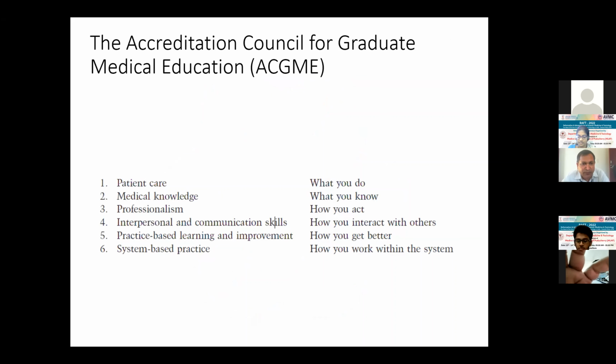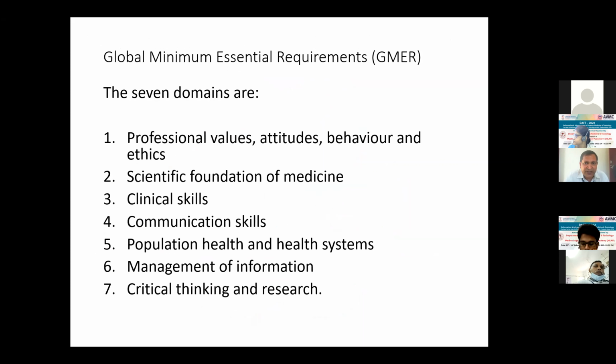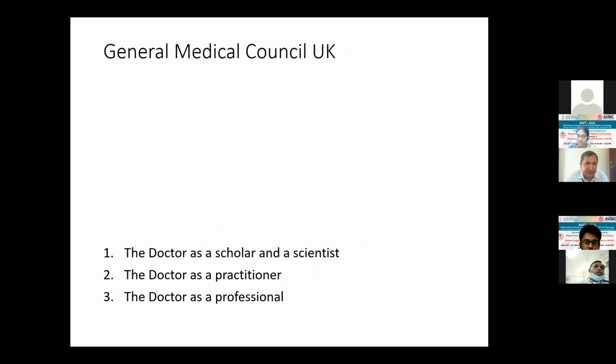So these are the different levels of competency as given by different organizations. Then the ACGME's systems-based practice is how you work within the systems. Brown has nine abilities to describe the competency of candidates. This is the GMER, Global Minimum Essential Requirements, which gives seven domains covering communication skills, clinical skills, critical thinking, and research. In the UK model, the doctor is a scholar and scientist, a practitioner, and a professional.